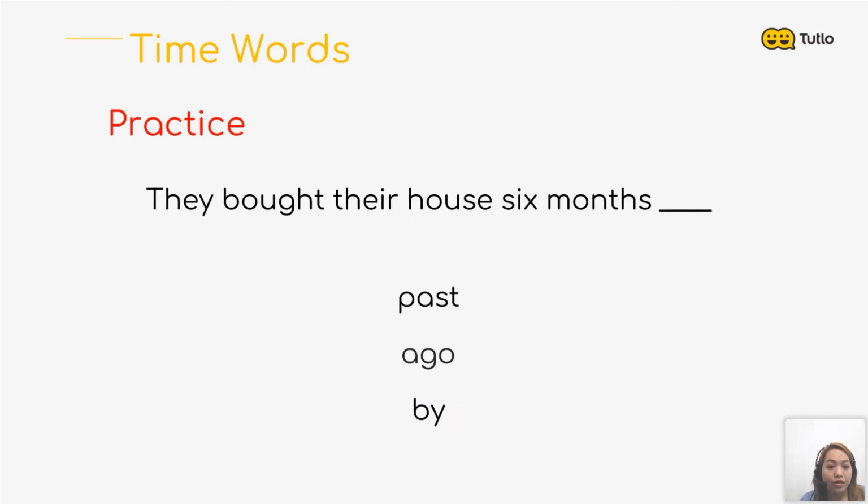They bought their house blank 6 months. Yes, that is correct. Okay. What about this one? Yes. So very nice. Thank you. Good, correct. Ago. Something in the past.